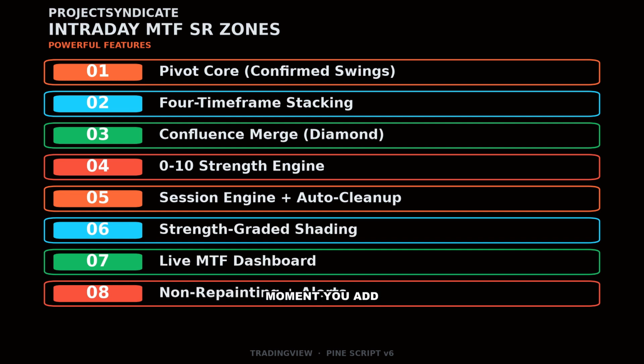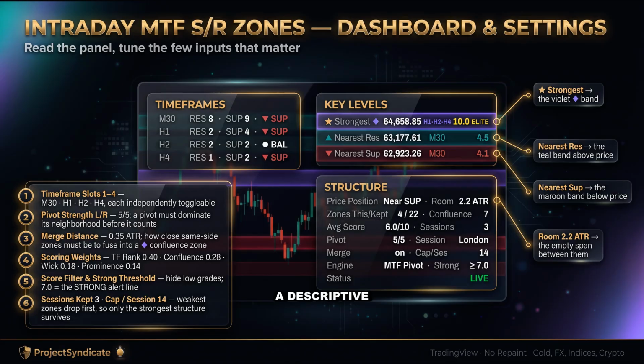Every one of those is on the chart the moment you add it, with nothing to configure to get started. The grade is a descriptive conviction ranking for which zone deserves your attention, not a back-tested win rate. Higher time frame data is requested with look-ahead disabled and zones only spawn on confirmed bars, so a level appears after its confirmation delay and then never repaints.